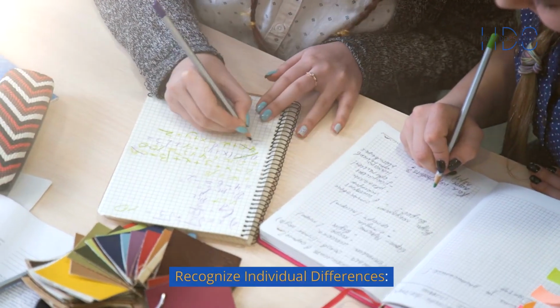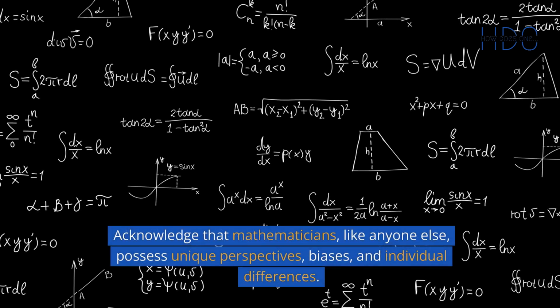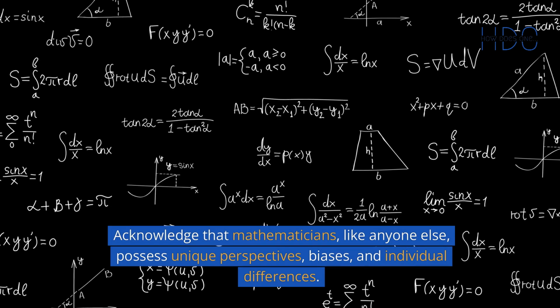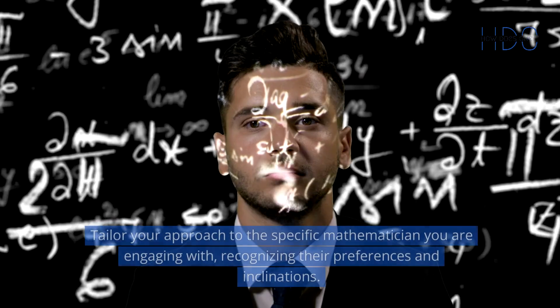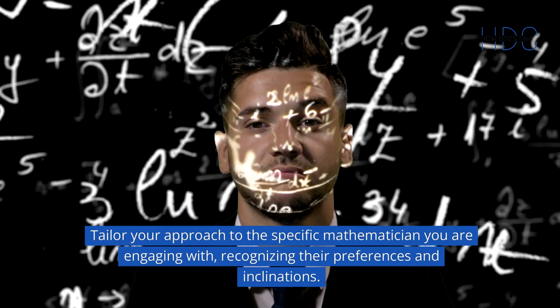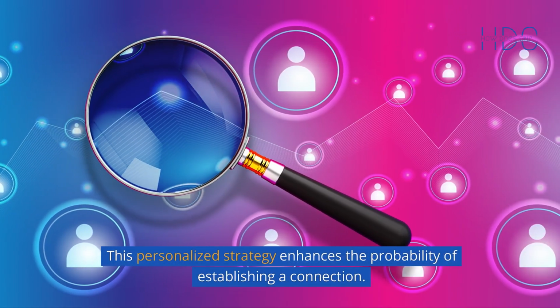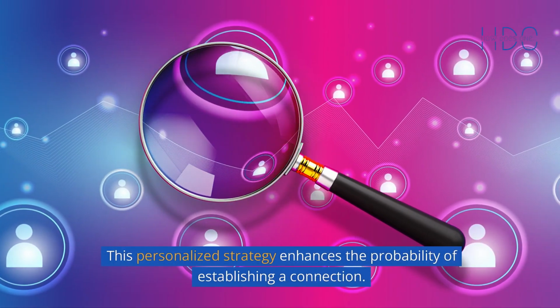Recognize individual differences. Acknowledge that mathematicians, like anyone else, possess unique perspectives, biases, and individual differences. Tailor your approach to the specific mathematician you are engaging with, recognizing their preferences and inclinations. This personalized strategy enhances the probability of establishing a connection.